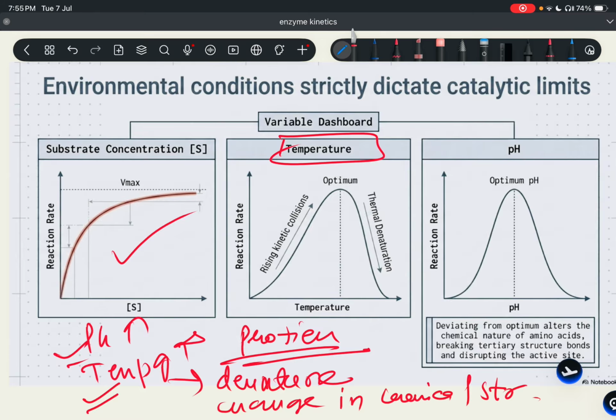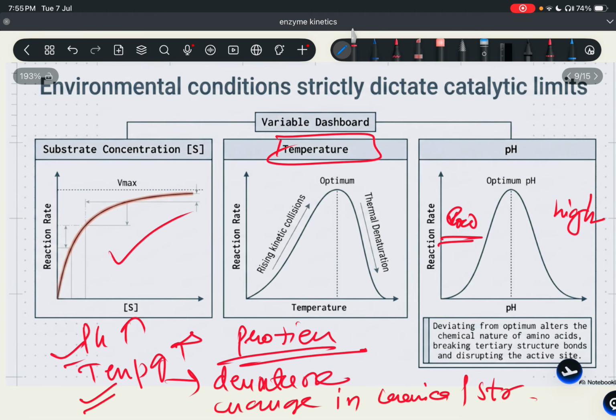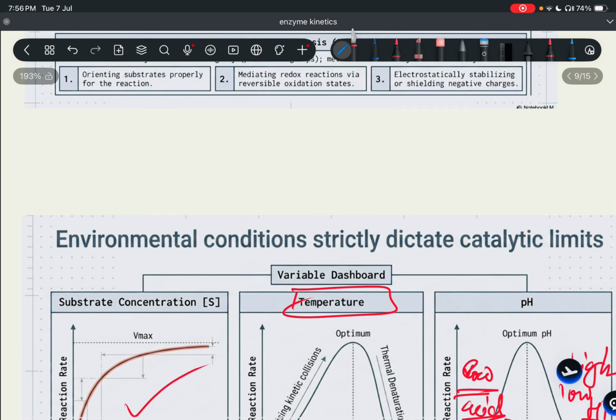So the curve is very similar. Even if your pH is low, even if your pH is high, you will see in low pH, what is it? Acidic condition, excessive H plus ions, low H plus ions. So they can be protonated, they can be deprotonated, and that can cause structural changes.